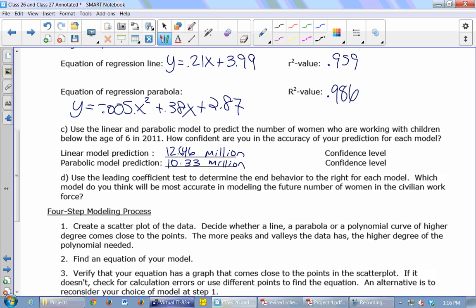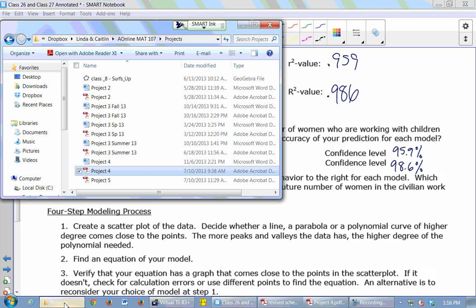The R-squared values tell you how confident you can be in the prediction of your regression. So this is about 95.9% confident, but using the parabola, I can say I'm 98.6% confident in that prediction. No, I'm not, because I have the actual data. Yeah, let's see what it is.